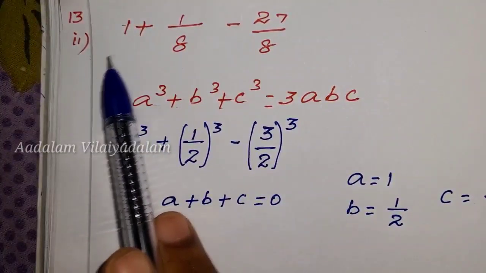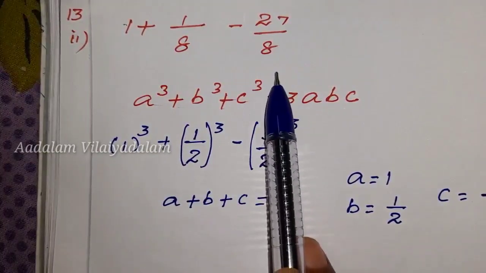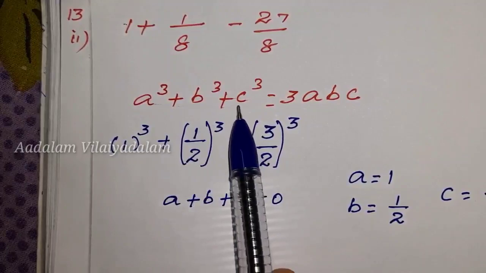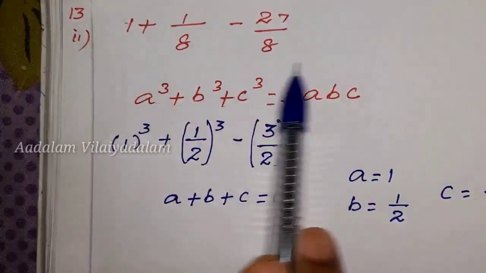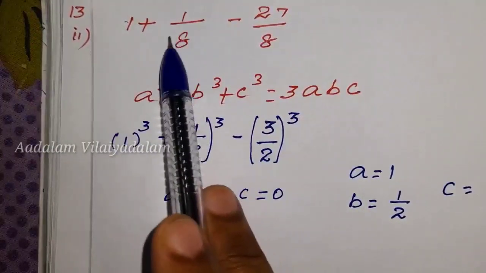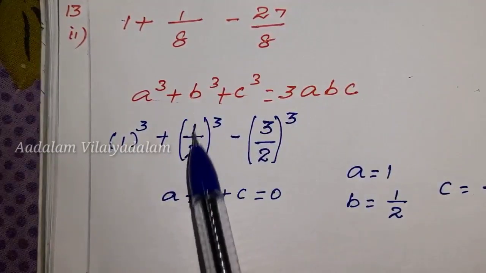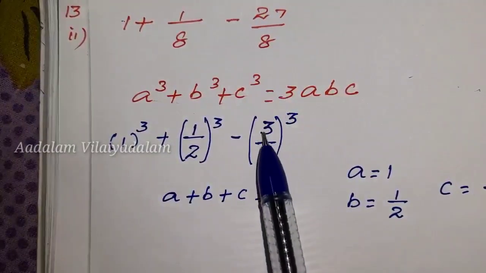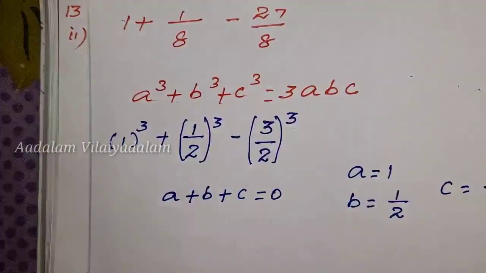13th question, second one: 1 plus 1 by 8 minus 27 by 8. So what is the formula here? a cube plus b cube plus c cube equal to 3abc. So first we have to write in terms of cubes. 1 can be written as 1 cube. 8 equal to 2 into 2 into 2, so that is 1 divided by 2, the whole cube. 27 in terms of cube means 3 cube, so with 8 as 2 cube, that is 3 divided by 2, the whole cube.